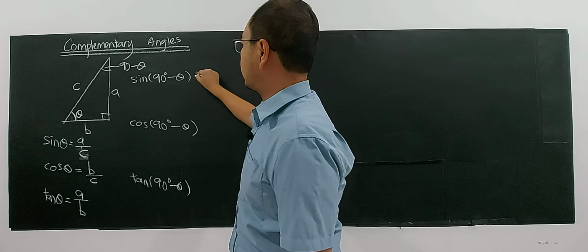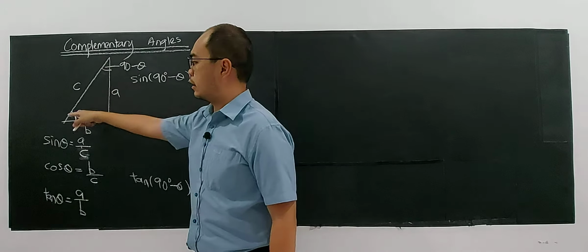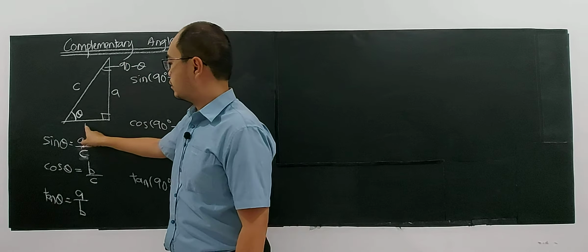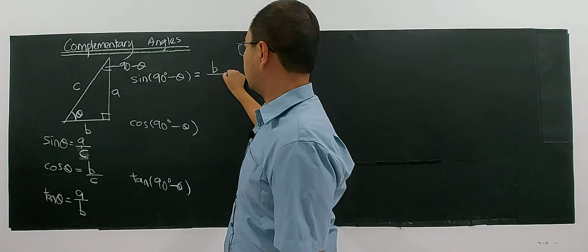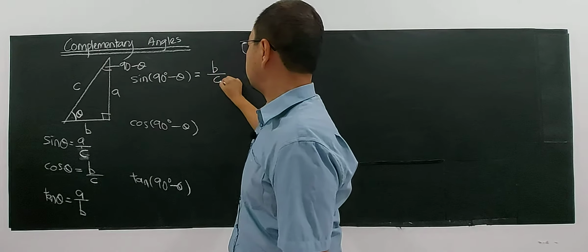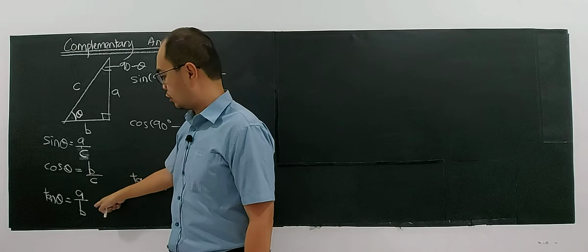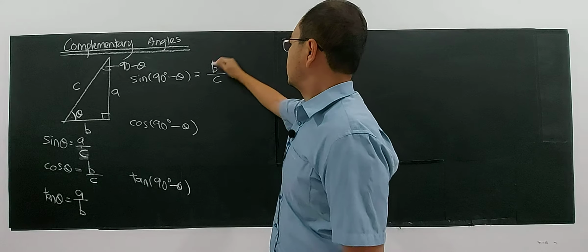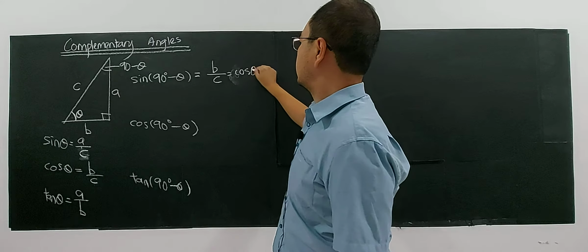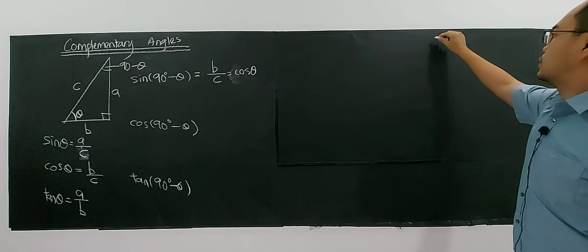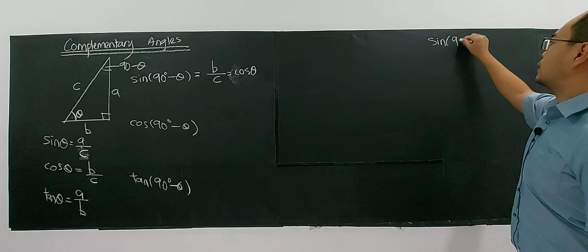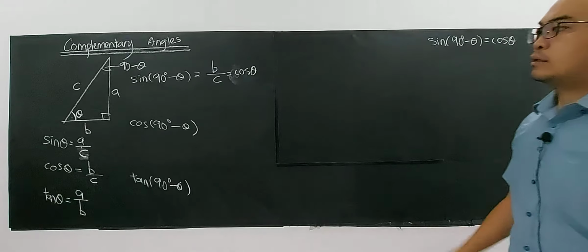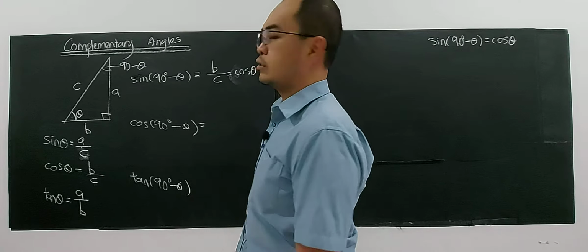So sine of 90 minus theta, based on the right angle triangle here, sine is opposite over hypotenuse, B over C. If you look at these three basic trigonometric ratios, B over C represents cosine theta. So I can make a general conclusion that sine of 90 degrees minus theta is the same as cos theta.